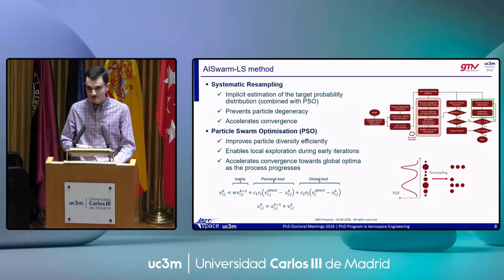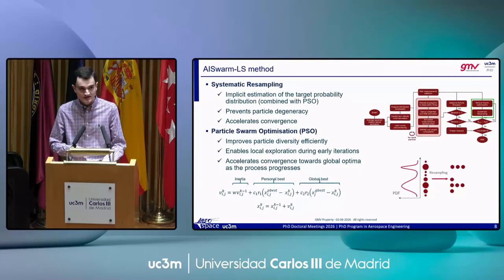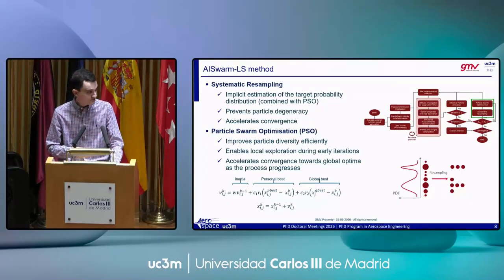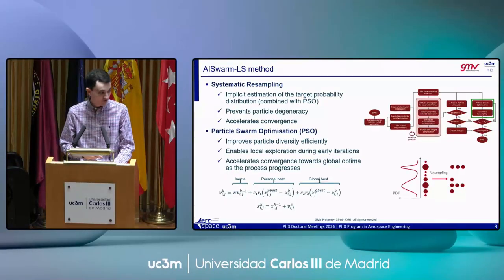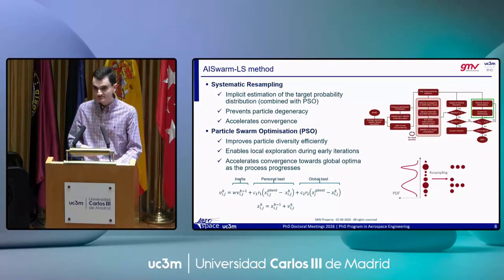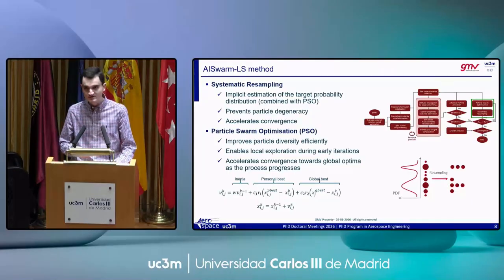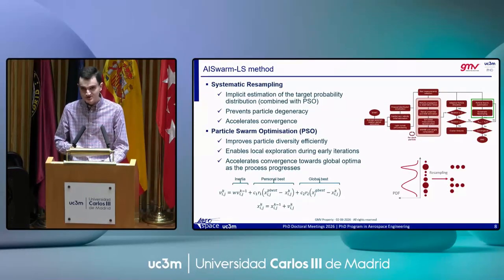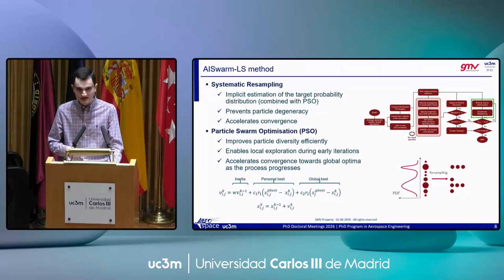And in combination with systematic resampling, we apply particle swarm optimization that updates the attitude state considering the inertia of the previous iteration, the personal best state found by that particle, and the global best state found by any particle in the swarm. And it is very useful to maintain particle diversity and accelerate the convergence towards the most likely solutions.